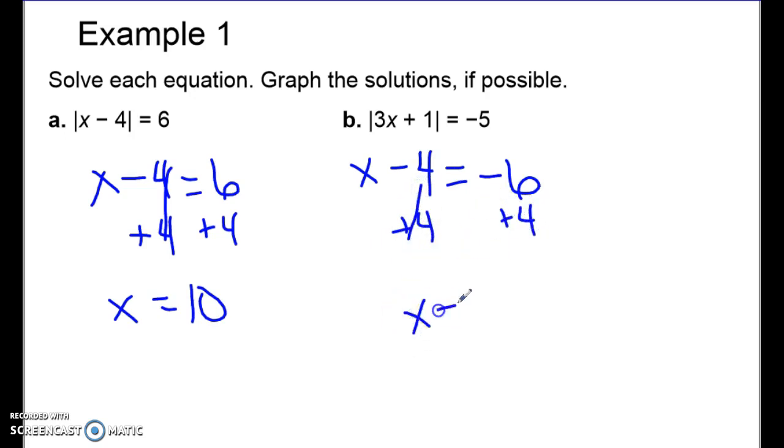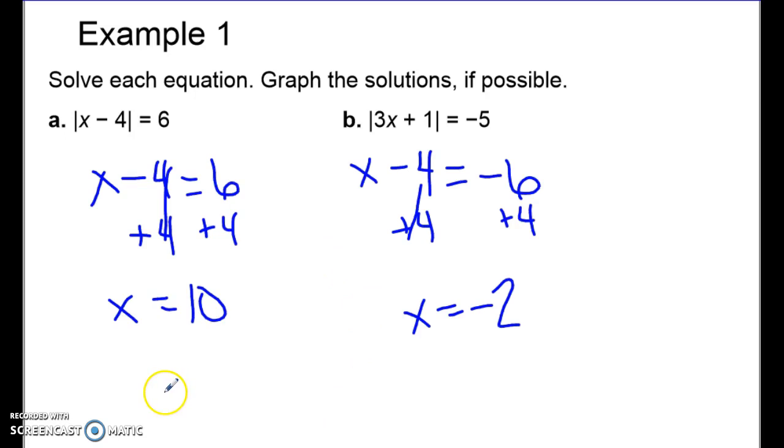So x equals negative 6 plus 4. Since the signs are different, I know I'm really subtracting. And I know 6 minus 4 is 2. And the negative sign was with the bigger number, so that means my answer will be negative. So these are my two possible solutions. Okay, so x can equal 10 and x can equal negative 2.